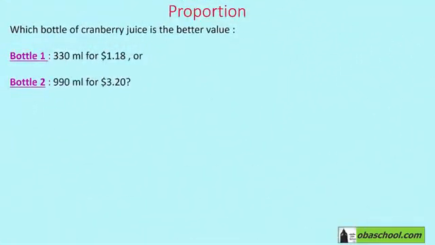Hello and welcome to Unit 5 number 5. We will continue solving exercises about comparative costs under the proportion lesson. The question says, which bottle of cranberry juice is the better value?